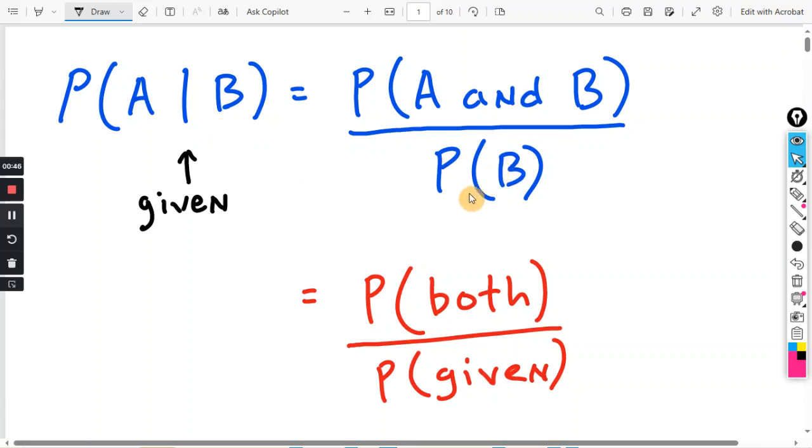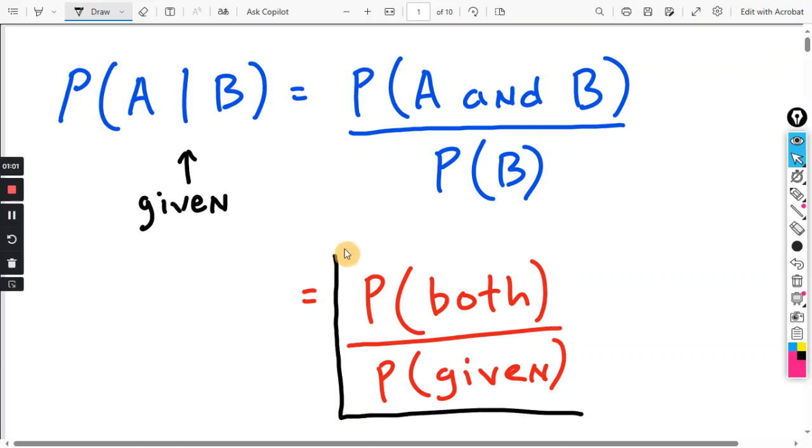If I were to give an informal formula, in the numerator it's the probability of both, and in the denominator, it's the probability of what is given. I just made this up. I put this in my own words, and this helps me remember this formula. But this works for conditional probability when one of the probabilities is given.